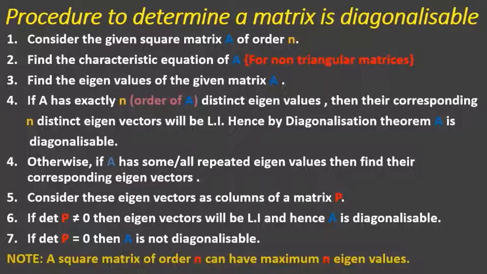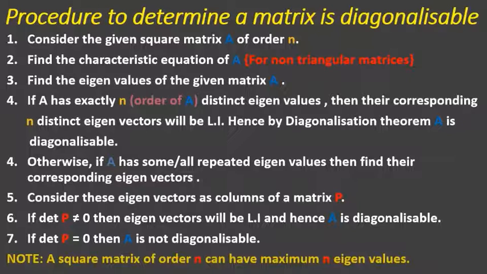Otherwise, suppose A has some or all repeated eigenvalues. Suppose A has 5 eigenvalues, among those 2 are repeated and 3 are distinct. Like suppose you have 2, 2, 3, 4, 5. So A has 5 eigenvalues, among those 2 is repeated twice and 3, 4, 5 occur one time each. Then find their corresponding eigenvectors. So if the eigenvalues are not distinct, you have to find eigenvectors.